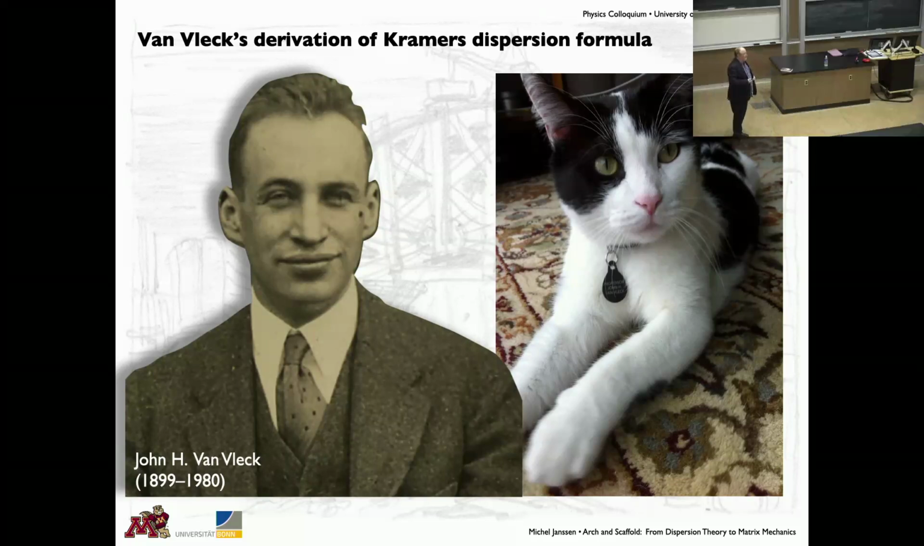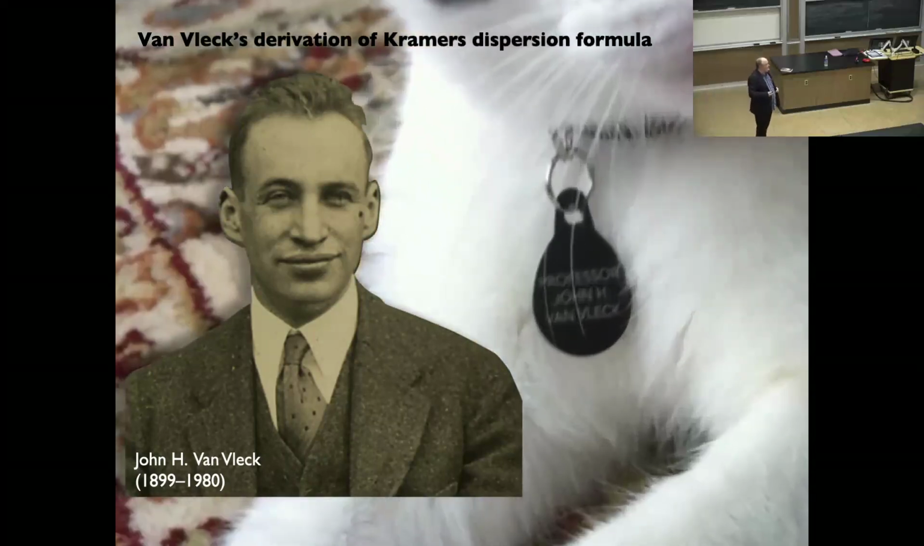And so this is a picture of my cat when he was younger. And you can see that his tag says Professor John H. Van Vleck. I got rid of that because I figured if they find him, they'd think, which idiot is going to put not only his name on the tag of his cat, but also put down that he's a professor of sorts. So now it just says Vleck on this tag.